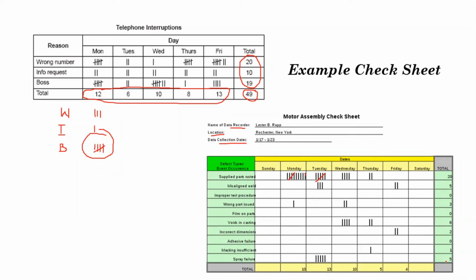Then again, you have total for each of the defects and each of the dates. So you could use this data for further analysis and understanding.